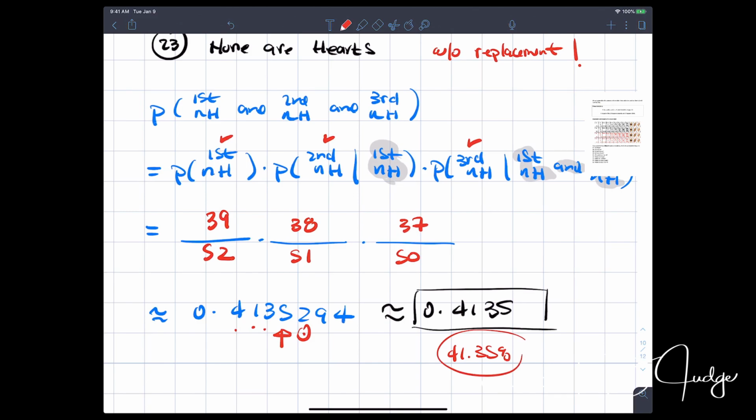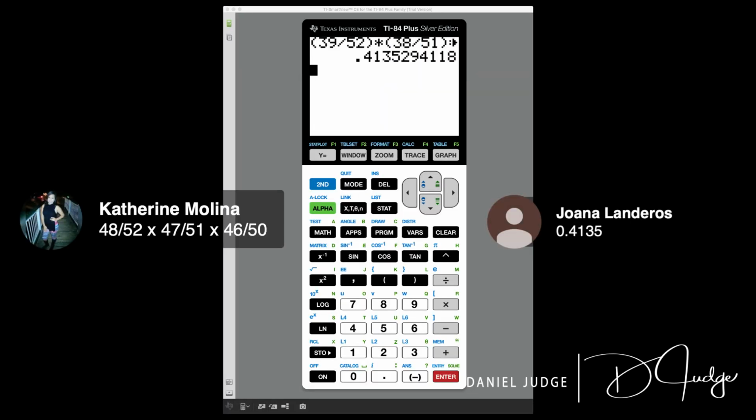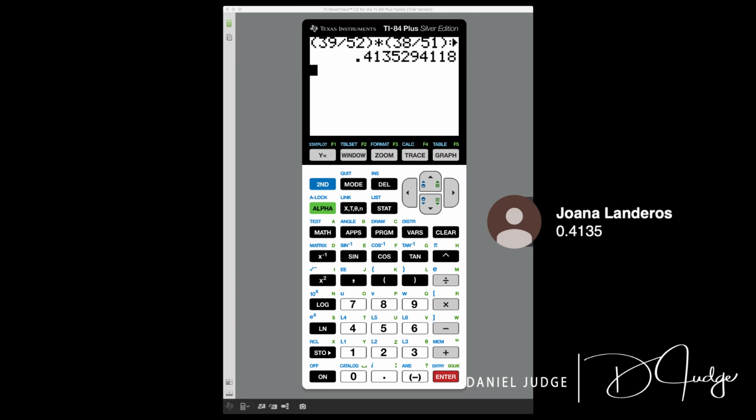All right, so let's go back and see that. It looks like 0.4135. Looks like both Catherine and Joanna are correct. Good for you guys. So you're starting to get the knack of this and how to handle these situations.